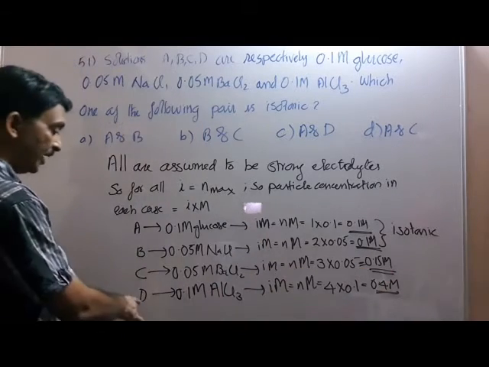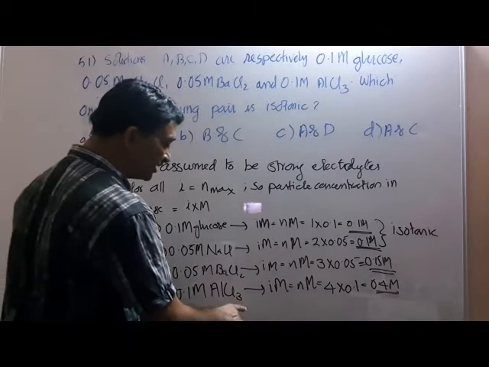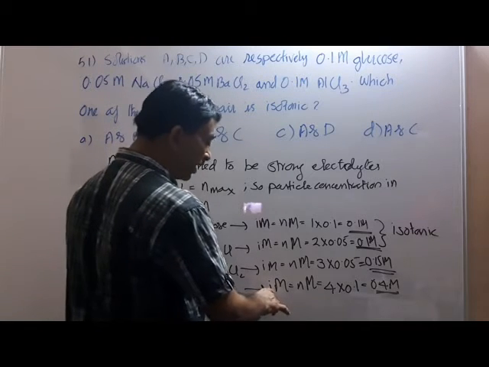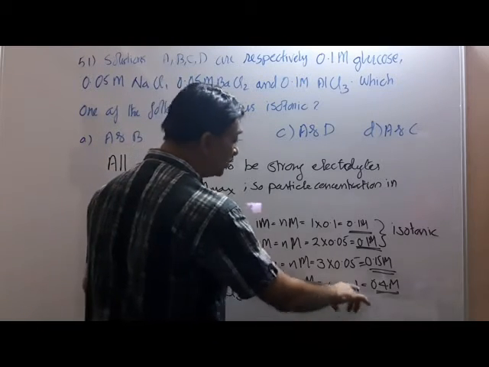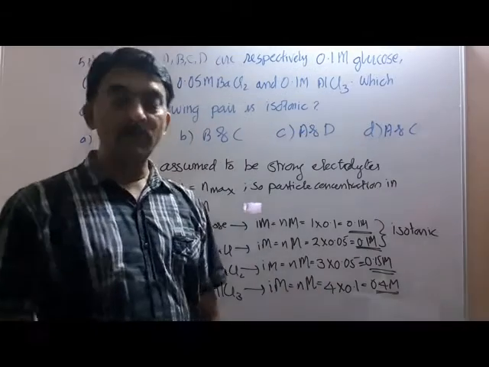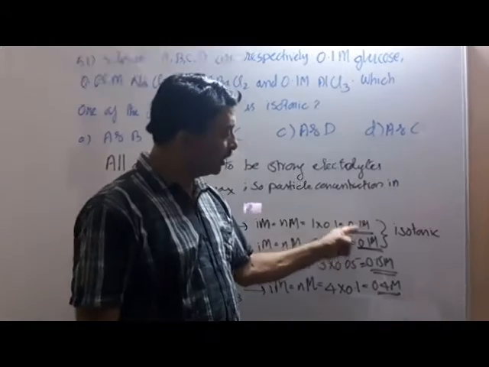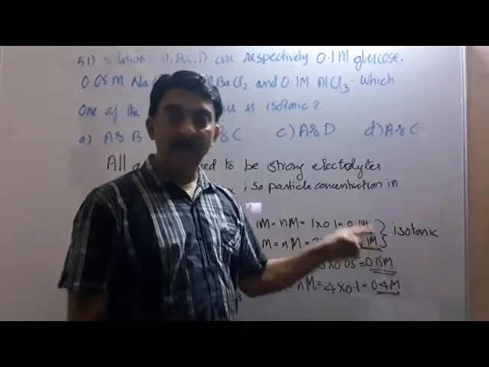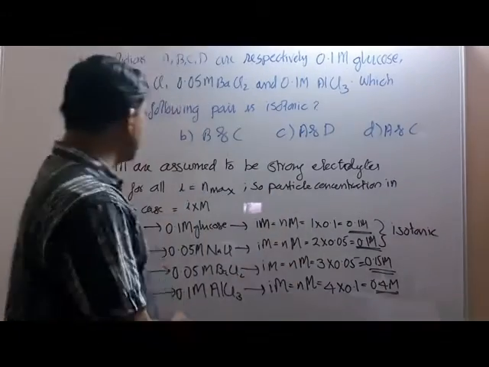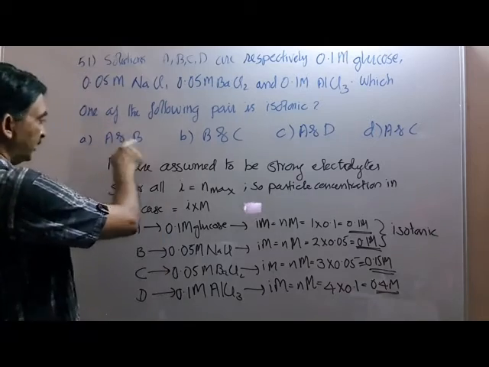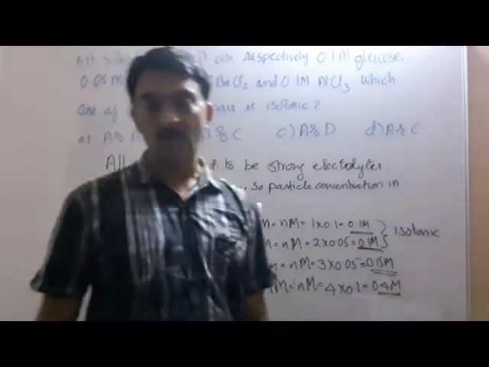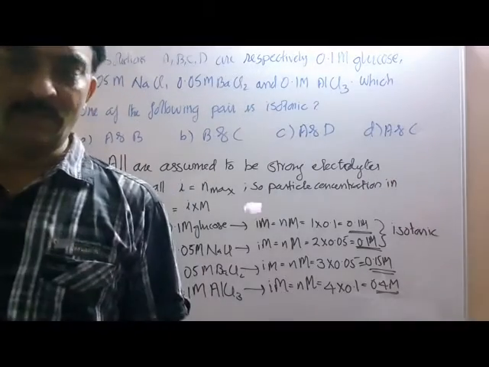And lastly, we have D, 0.1 molar AlCl3. iM is equal to nM, 4 into 0.1, because every molecule produces 4 particles, 4 ions, so 0.4. So only these two values tally and we have only one answer here, which is A and B. These two solutions are isotonic. Hope you understood that. Okay.